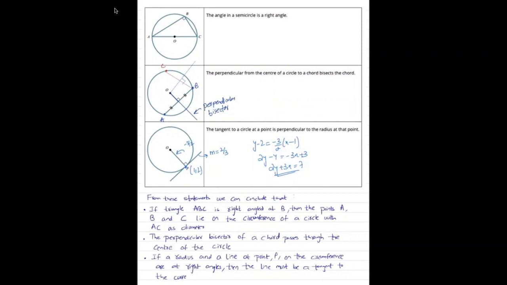Sir, these three only I have to learn about the circle: angle of semicircle, right angle, and these perpendicular and tangent only? Yes, these properties for circle, you should know them because these properties are going to be applicable in the questions. Okay, I'll show you the question.